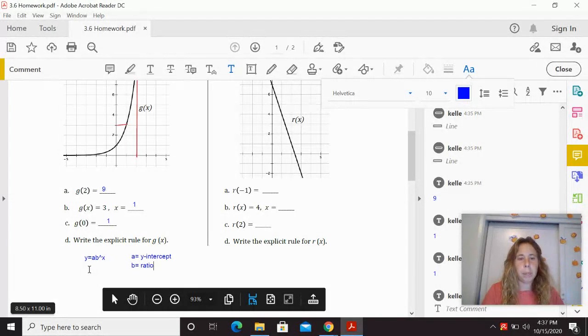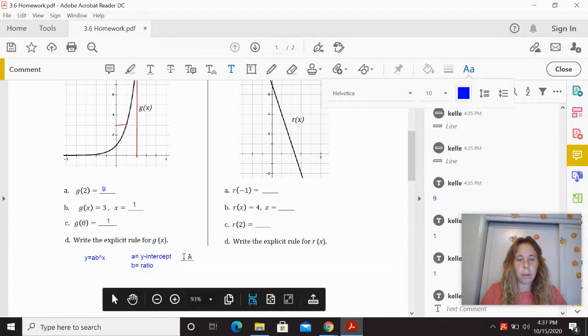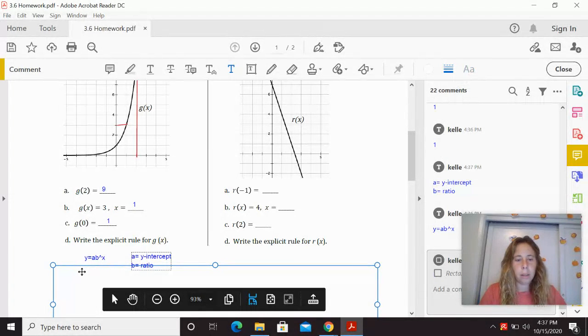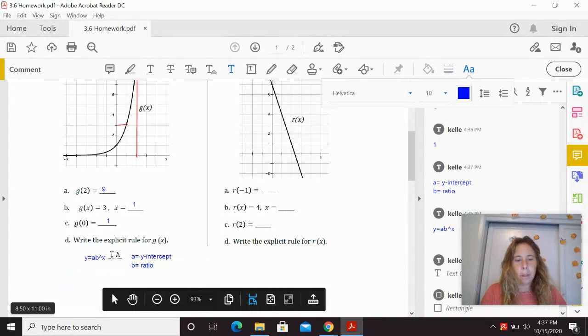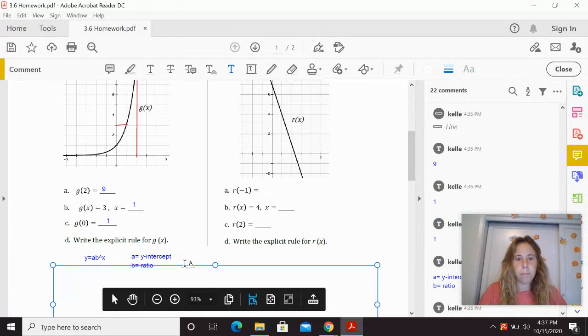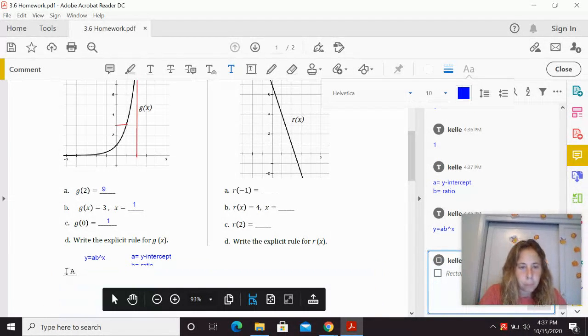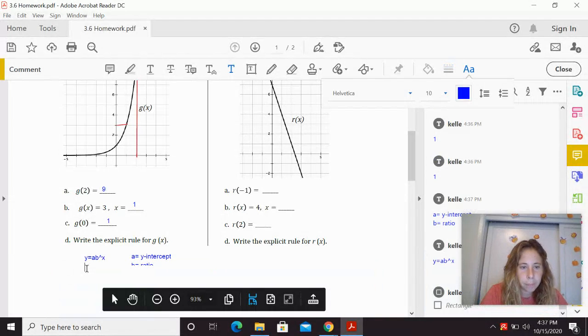Okay. So what is my y-intercept? Look at my graph. When x is 0, what is y? Where does it cross the y-axis? It crosses it at 1. That's in my way, I'm going to delete it. There we go. A equals 1. Okay, our y-intercept is 1.